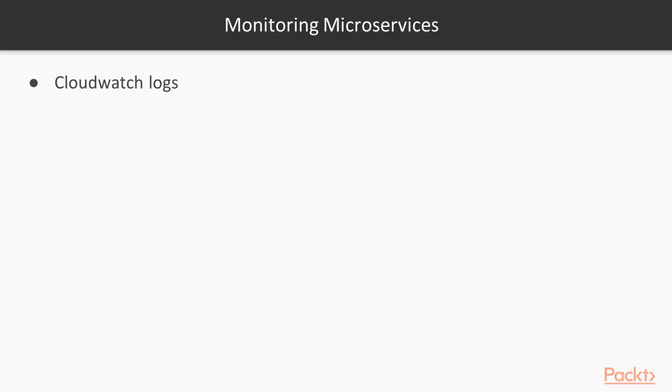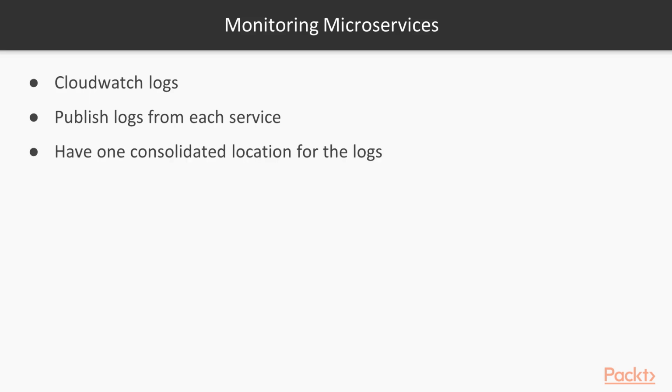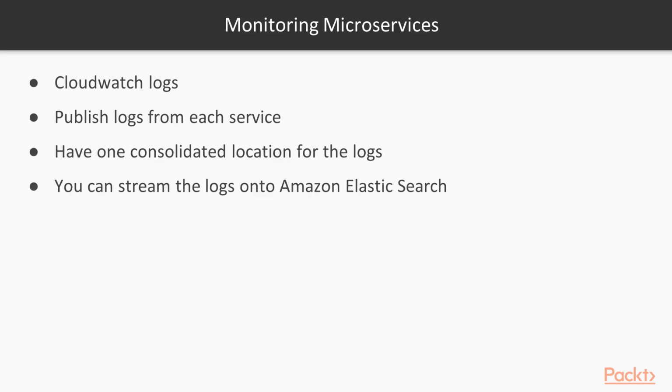Next is the concept of CloudWatch logs. So in addition to metrics, you also have this logging facility which is available with CloudWatch. Now what CloudWatch can also allow you to do is to install an agent on the underlying instance which hosts your service, and that can be used to actually publish your local logs on that particular instance for each service onto CloudWatch. You can then have one consolidated location for the logs. You can also stream the logs if you want onto Amazon Elasticsearch, and then you can use a tool such as Kibana to visualize the data.